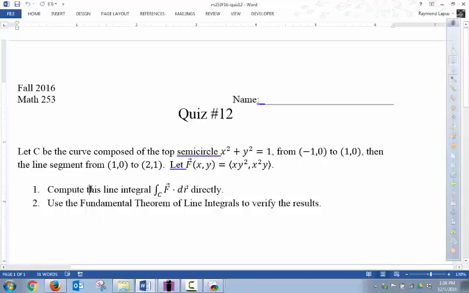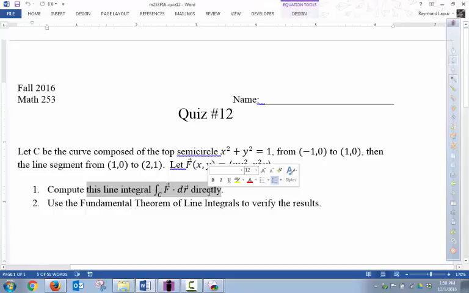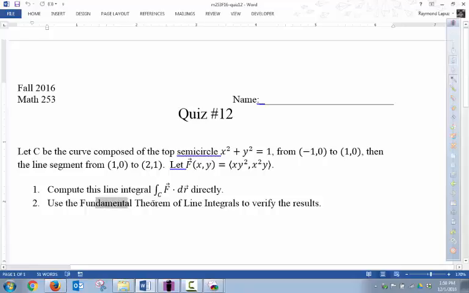Number one in this quiz will be kind of a long process. It's not that long. You have two curves that you're integrating over, and so you're going to have to do two line integrals. And whatever you get from that, you should have the same answer as using the fundamental theorem of line integrals. But again, I'm not interested in the answer. I'm more interested in the process of you computing the line integral. All right, so that's the first quiz.